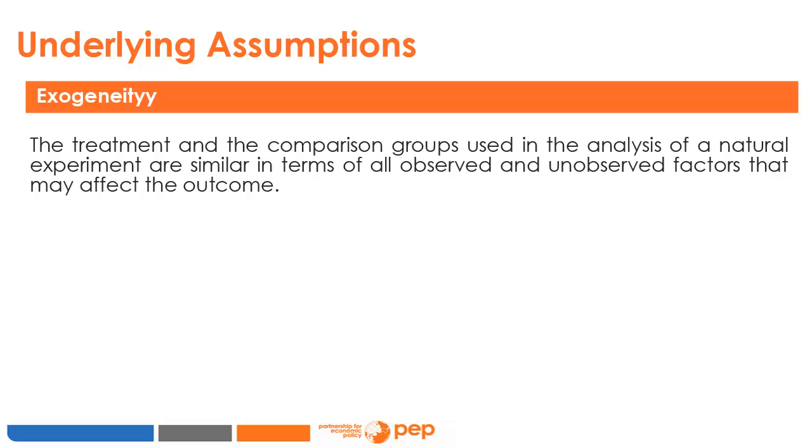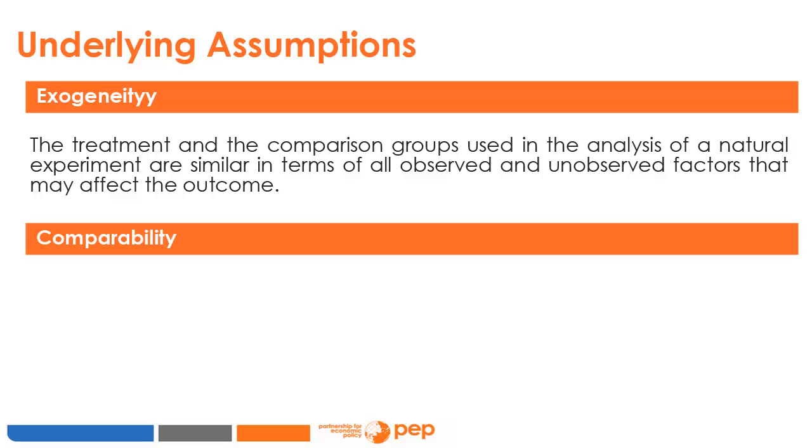Exogeneity implies that the treatment and comparison groups used in the analysis of a natural experiment are similar in terms of all observed and unobserved factors that may affect the outcome of interest. If the two groups are similar in this way, then the design is said to be valid, and comparing outcomes across the groups identifies the causal effect of the treatment.